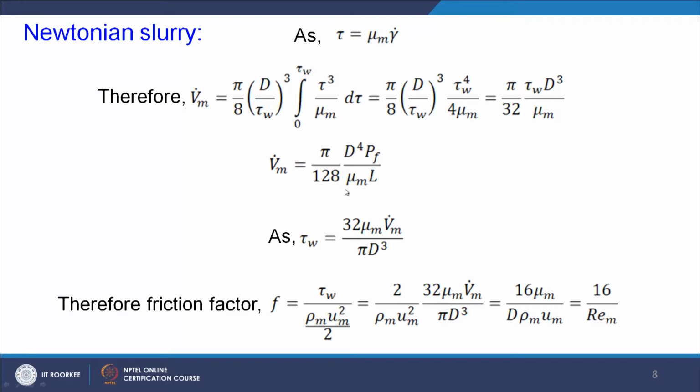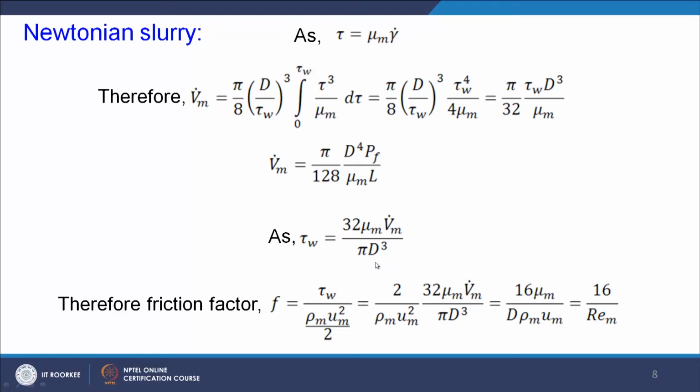Okay. So, ultimately V dot m we get, if we once again replace back this tau w with respect to Pf, we will be getting pi by 128 d to the power 4 Pf by mu m into L. Okay. You can get back the value of tau w also from this expression in terms of Vm. So, tau w comes out to be 32 mu m Vm divided by pi d cube. Okay. So, this is the expression for tau w and Vm.